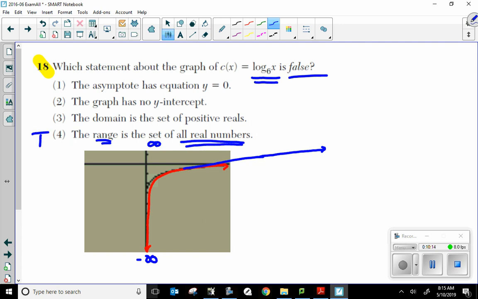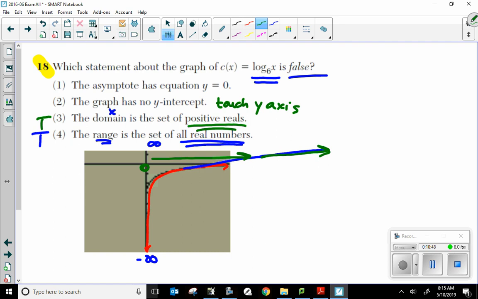That's true. Now, number 3, my domain, that is x values, is the set of all positives. Well, the domain never hits 0 here on the x-axis. It goes just barely in front of 0 and this way forever. You can see it goes to the right forever. So that's all the positive values on the x-axis. Positive reals, that is true. The graph has no y-intercept. Does it touch the y-axis?